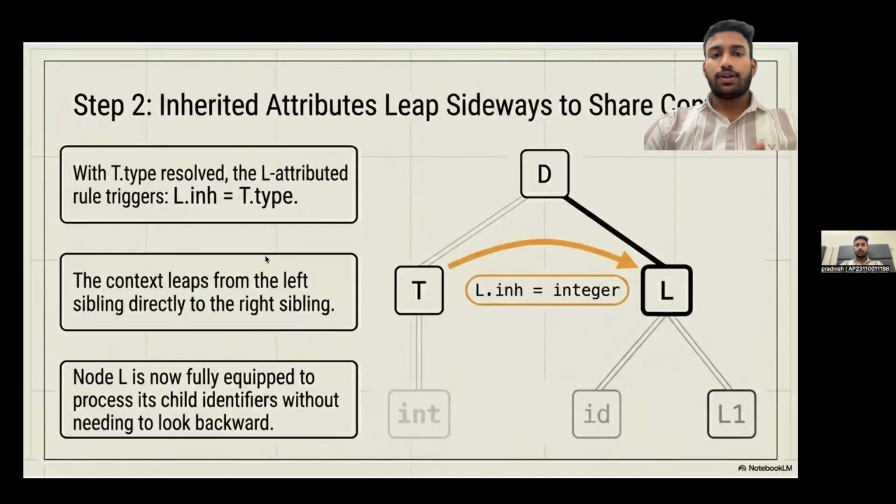Now for the magic. Once T's type is resolved, the L-attribute rule triggers. The context leaps sideways from the left sibling T to the right sibling L. Now every child of L is born knowing it is an integer, because it inherited the integer property from T on the left side.